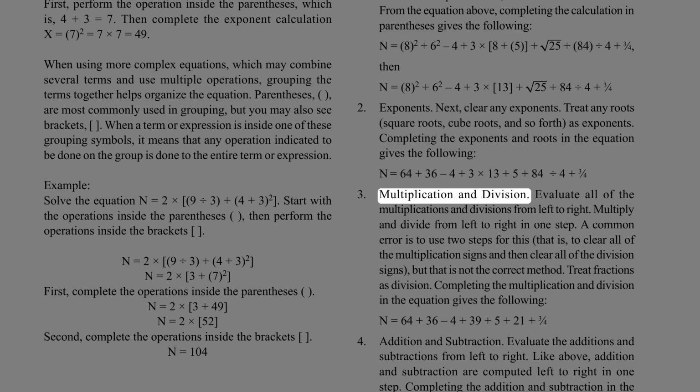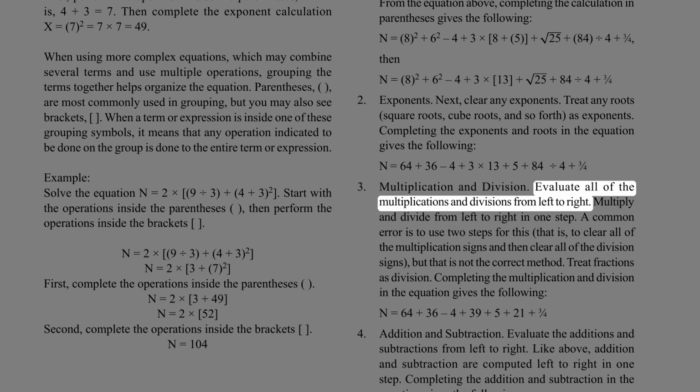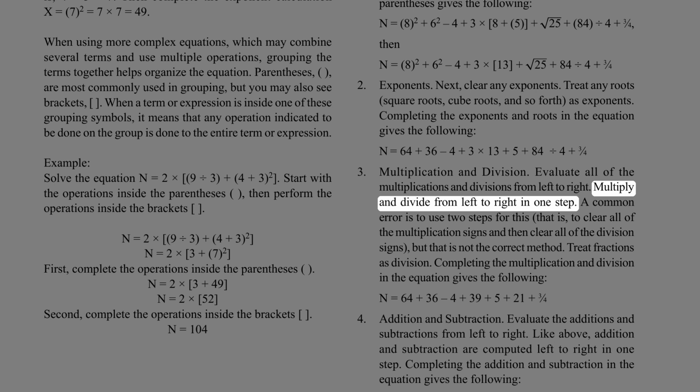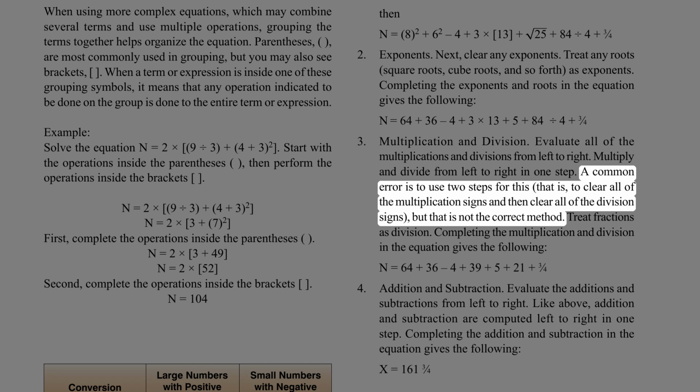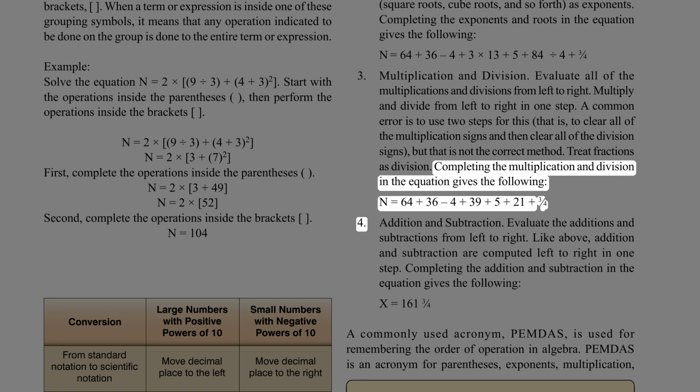Multiplication and division. Evaluate all of the multiplications and divisions from left to right. Multiply and divide from left to right in one step. A common error is to use two steps for this, that is, to clear all of the multiplication signs and then clear all of the division signs, but that is not the correct method. Treat fractions as division. Completing the multiplication and division in the equation gives the following: n equals 64 plus 9 plus 39 plus 5 plus 21 plus 3/4.